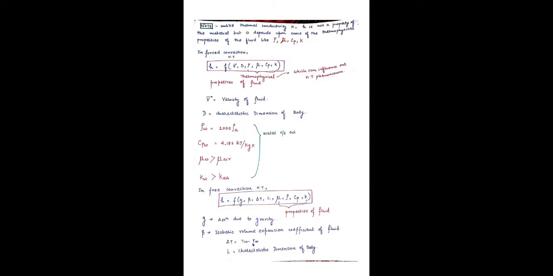Friends, convection is of two types: forced convection and free convection. We will see in detail. In forced convection, the convection heat transfer coefficient is a function of velocity, dimension, density, specific heat, thermal conductivity, and viscosity. While in free convection, the convection heat transfer coefficient is a function of gravity, isobaric volume expansion coefficient, change in temperature, dimension, specific heat, density, viscosity, and thermal conductivity.